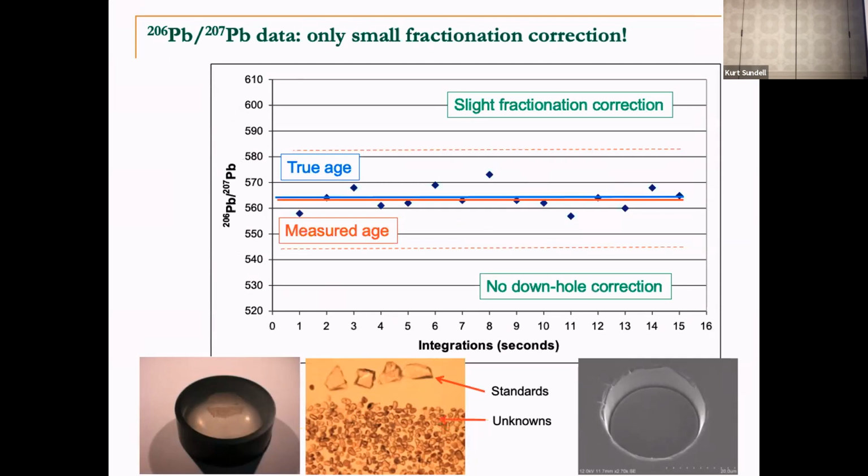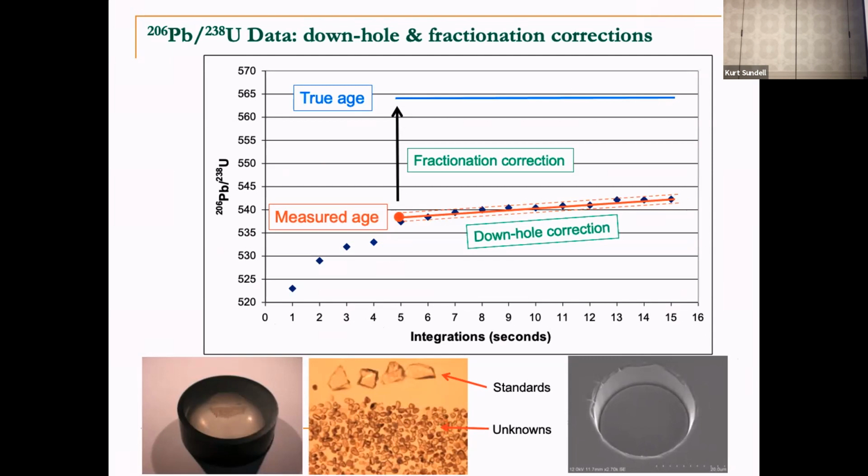Okay, so this plot is for lead-206 to uranium-238. Again, remember these two things don't behave the same in the chamber, in the mass spec, anywhere along the line. So big corrections.